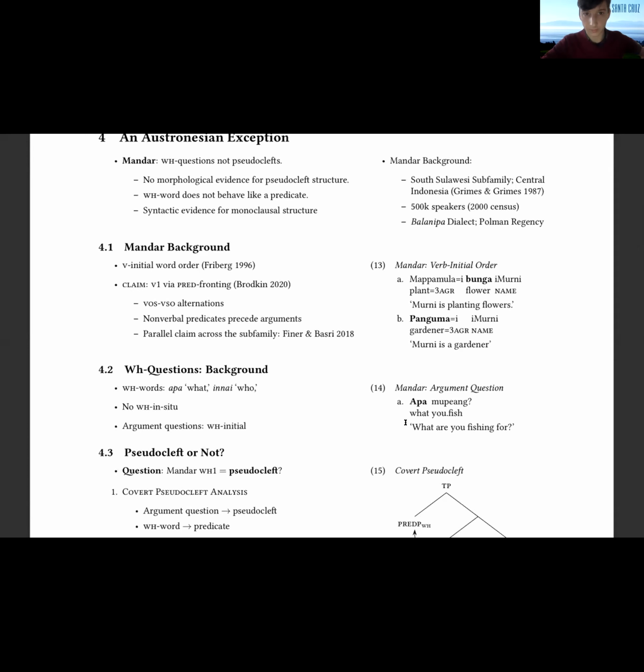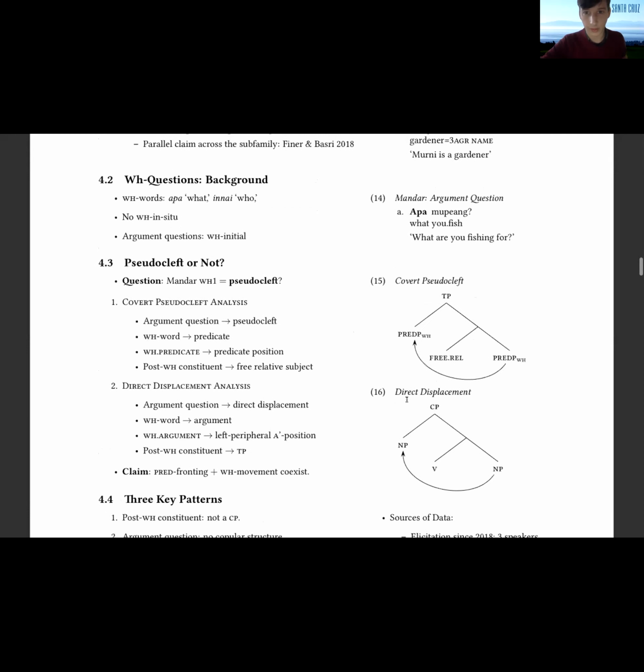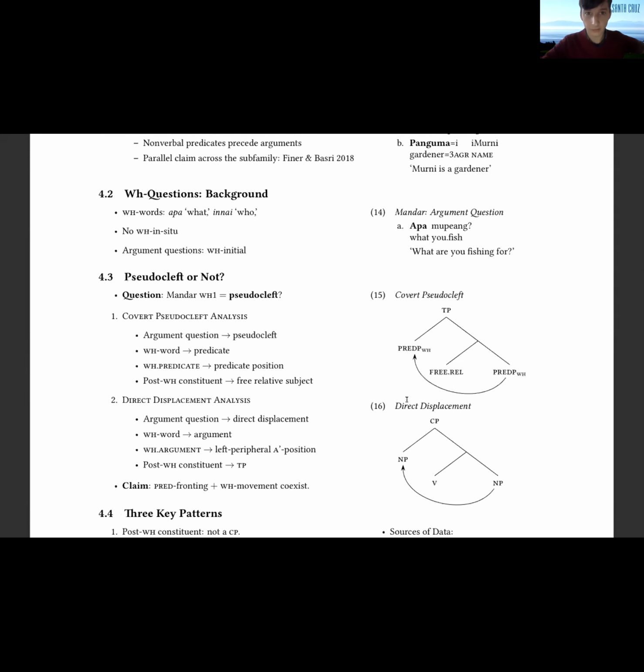Let's now look at 14. 14 is an argument question in this language. What are you fishing for? There's no relativizer. There's no surface evidence that this is a pseudocleft. So what is it? Well, we could imagine two analyses. One, we could imagine that this is a sort of pseudocleft, where the WH word is a predicate, like it is in Indonesian, and the thing which follows is a sort of free relative. So this is really something like, what is what you're fishing for?